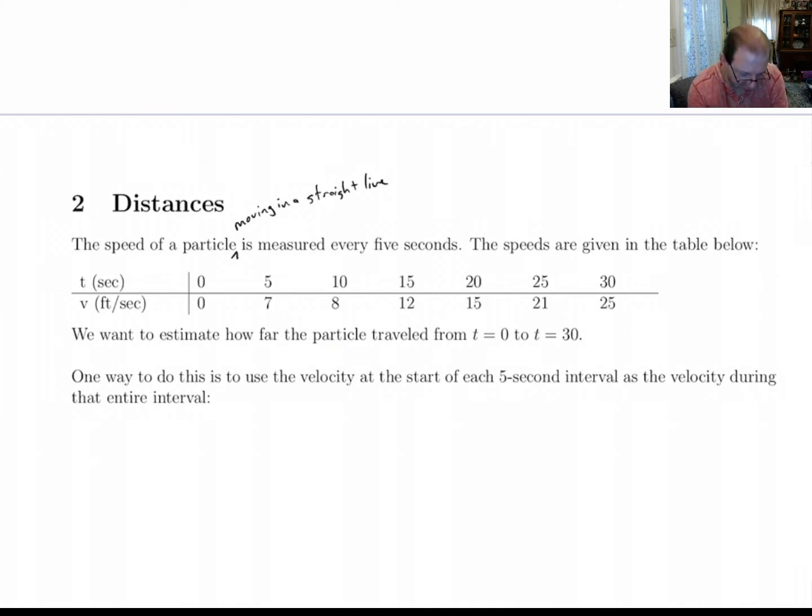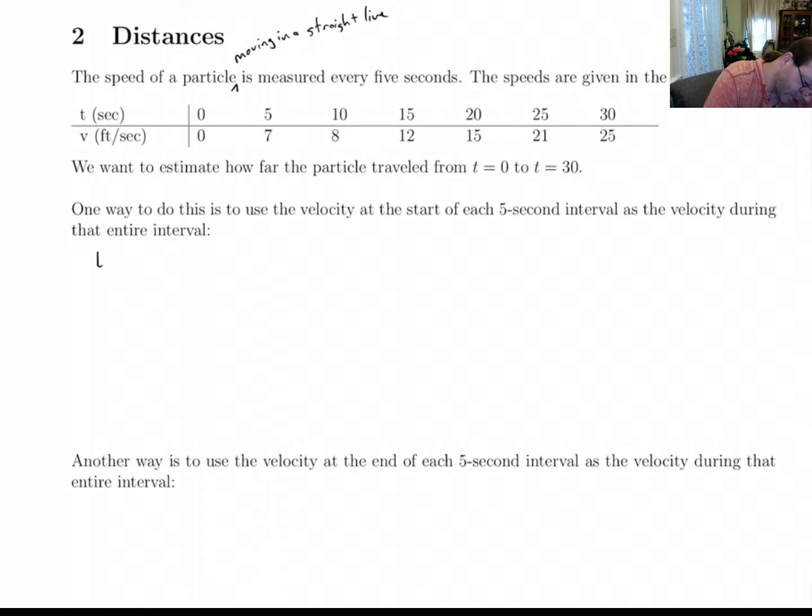What we'd like to do is figure out what is the distance that it has traveled during this time from t equals 0 to t equals 30. Now, we can't find that exactly given this information, but we can estimate it. What we can do for our estimate is divide this up into different intervals. So from t equals 0 to t equals 5, we could use either 0 or 7 for the speed, or we could use the average of those two, 3.5.